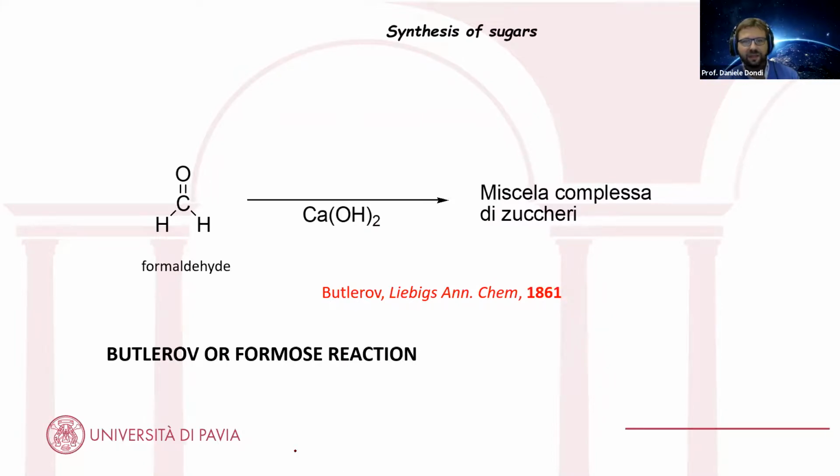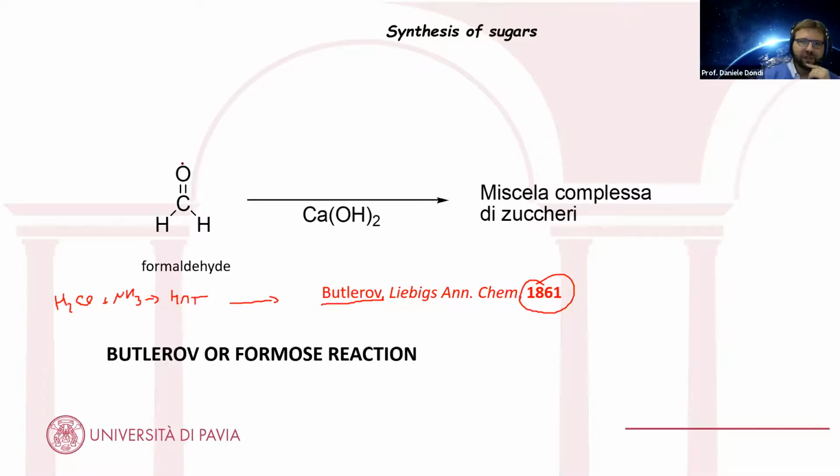So we jump to 1861, because this Russian guy, an important chemist, introduced the formaldehyde. So he was one of the first to study formaldehyde. Butlerov also made another important reaction: formaldehyde plus ammonia makes hexamethylene tetramine. This is a discovery of his some years before this one.